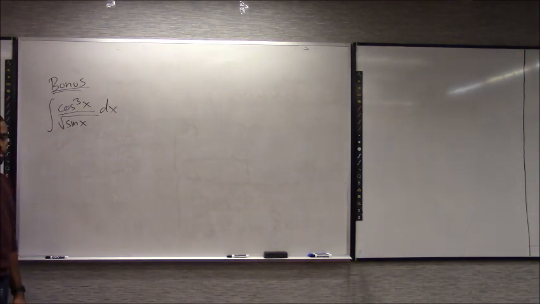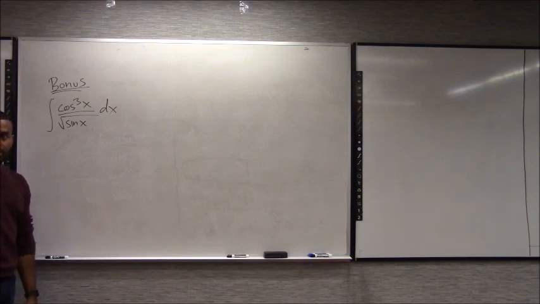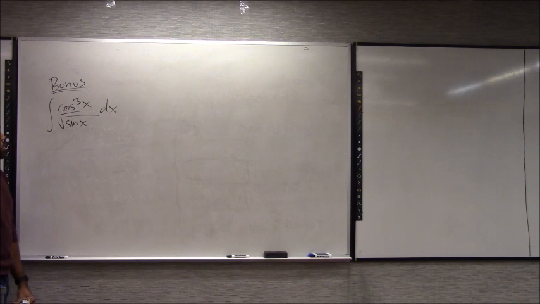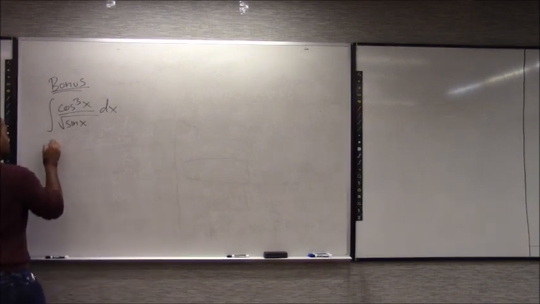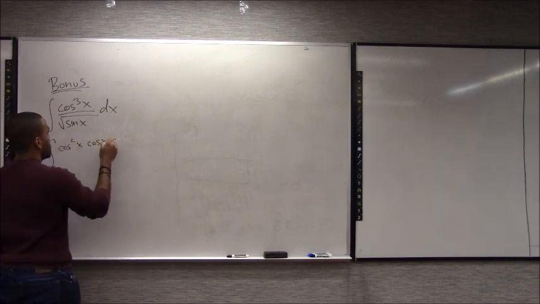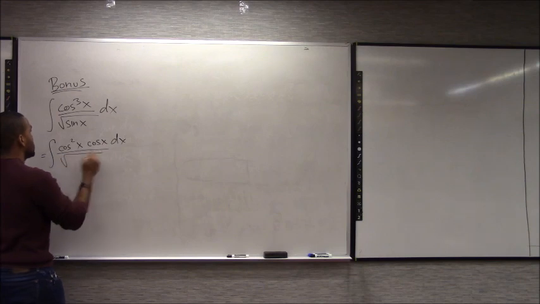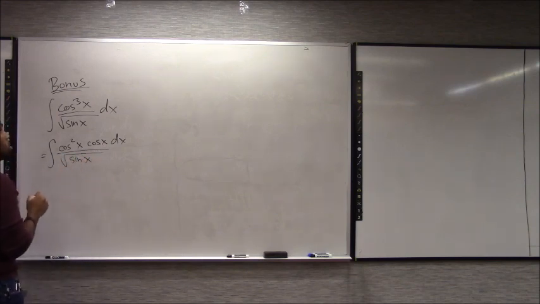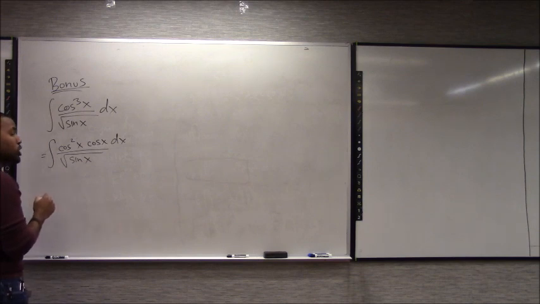Yeah? What did you see? Just go. Could we save a factor of cosine and then change cosine squared x to 1 plus cosine of 2x? You could do that, right? Or no? You could, but should you?